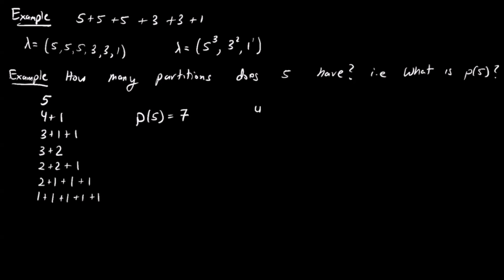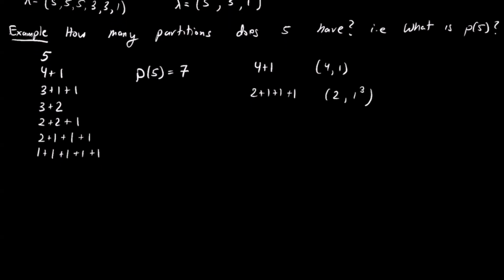So this is just a simple example. A lot of times 4 plus 1, for example, can be written as 4 comma 1. 2 plus 1 plus 1 plus 1, we'll often just write as 2 comma 1 cubed, or 1 to the 3 to indicate that there are 3 ones in our list. Okay, so these are some basic examples with partitions.